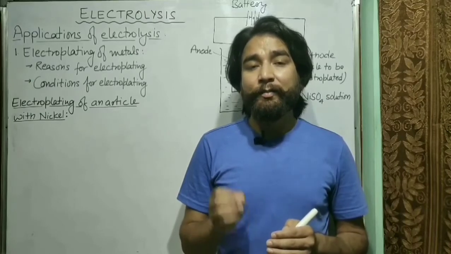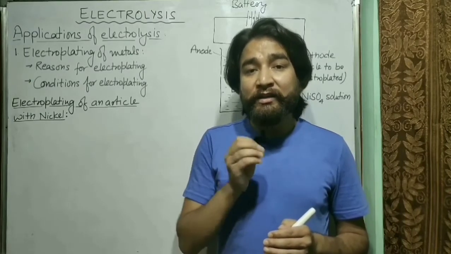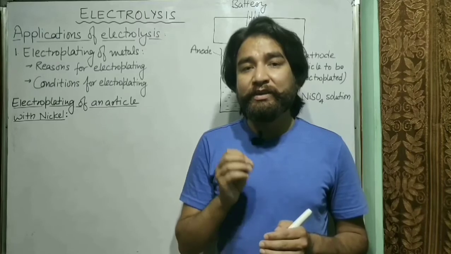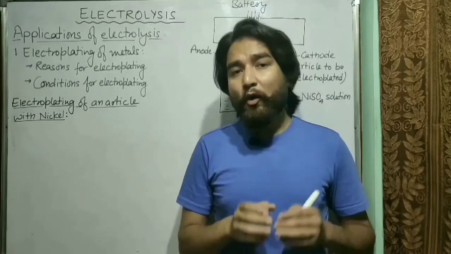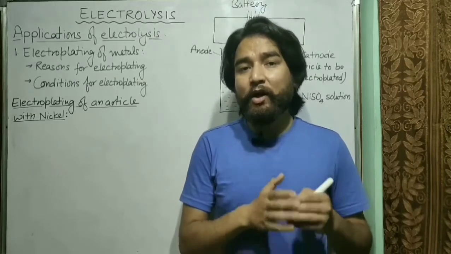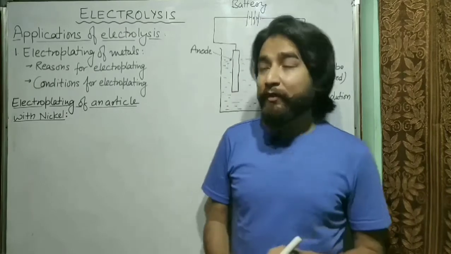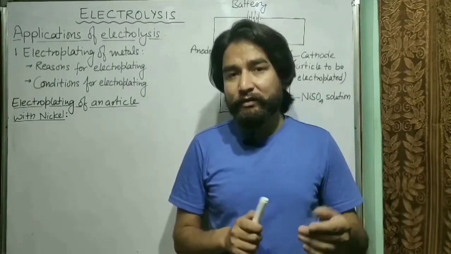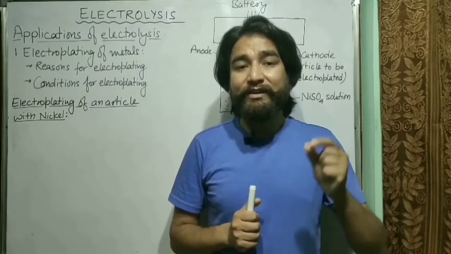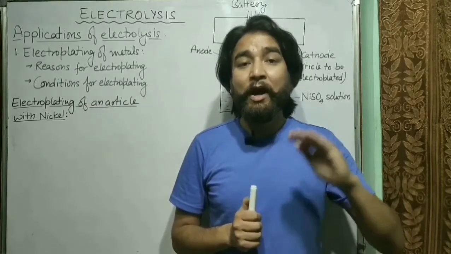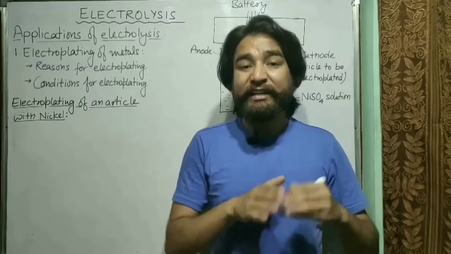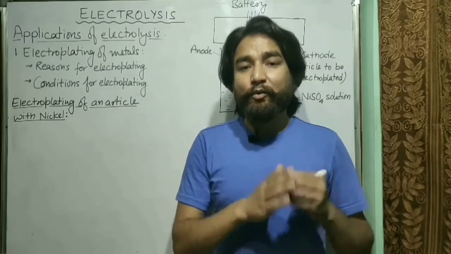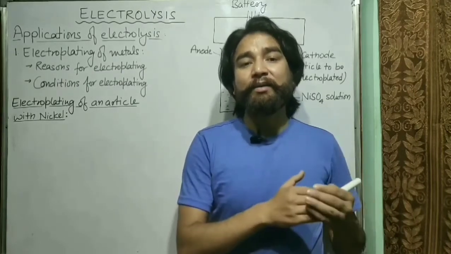Electroplating is a process in which a thin layer of a superior metal is deposited on the surface of a baser or inferior metal with the help of electrolysis. So by the process of electrolysis, a thin layer of a superior metal is deposited on the surface of an inferior metal.